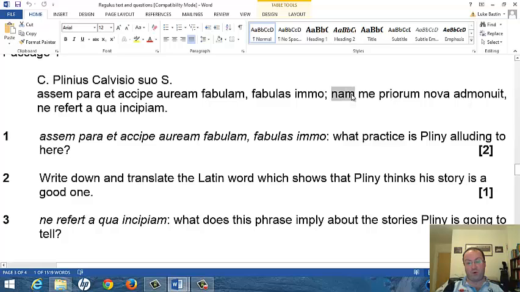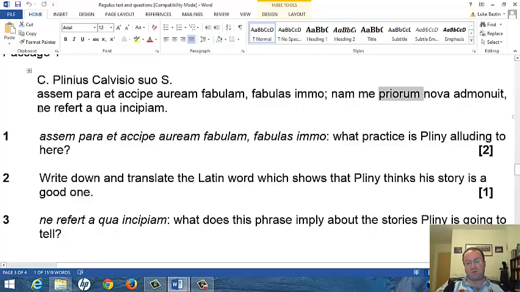So nam, for a new story, warned me, priorum, of the previous ones, of the older ones. Priorum is masculine or neuter there, but I think it probably here means of previous times. It's this kind of linking back to previous ones. So a new one reminds me of the old.